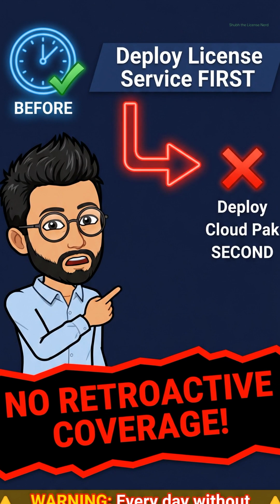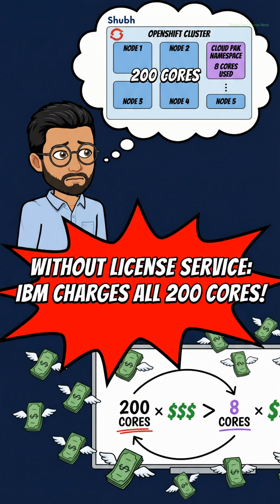Here is the critical rule. IBM License Service must be running before the first Cloud Pak pod starts. If you deploy Cloud Pak software first and install License Service later, you have 0 compliance coverage for that gap period. IBM will assert full capacity licensing for every day Cloud Pak ran without license service. There is no retroactive coverage.